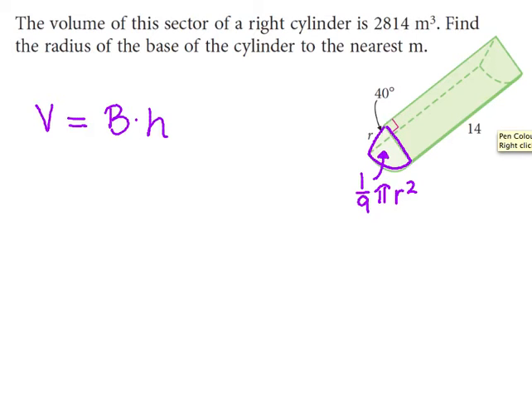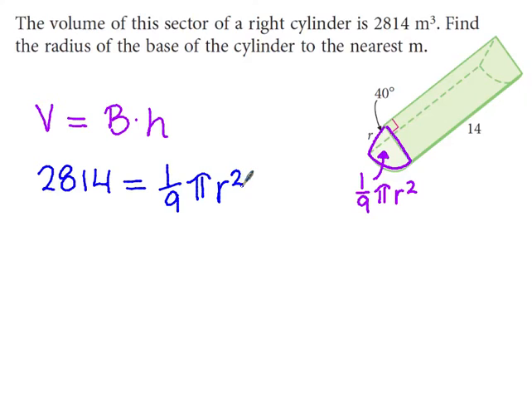So let's plug in what we know. We know the volume is 2,814, correct? The area of the base is 1/9 pi r squared. We know the height is 14. So you can see we've only got one variable, r. Remember, pi is actually a number. To solve this, I'm going to combine as much as I can. On the left side, I'm going to multiply the 9 and the 14, so I end up with 2,814 equals 14/9 pi r squared.